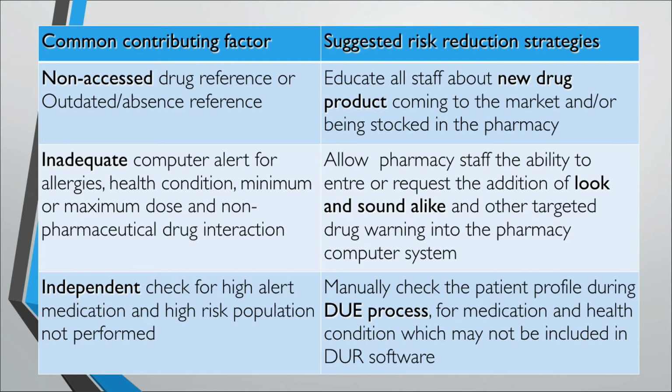Here are the common contributing factors and suggested risk reduction strategies for drug information-related errors. It is critical that the pharmacist has access to any updates on the medication, which can be overcome by a regular continuing education program. Secondly, manual or computerized alerts may not be followed. This issue can be solved by labeling HAM and separating LASA drugs. Lastly, an independent check is required, which requires a thorough understanding of the case.